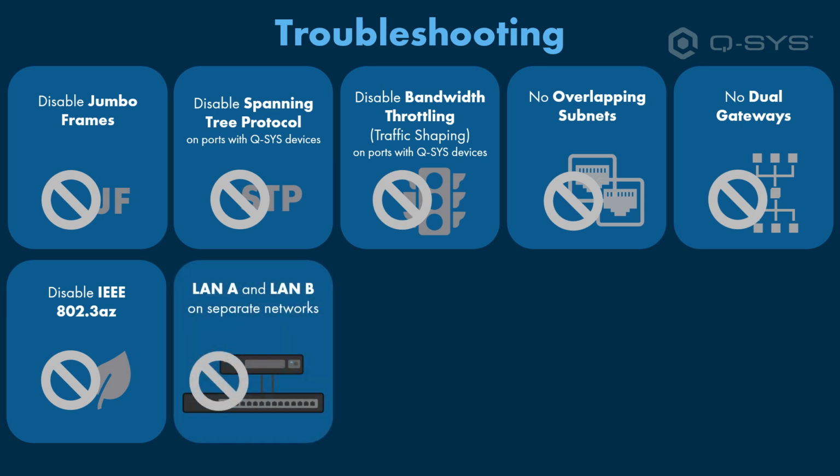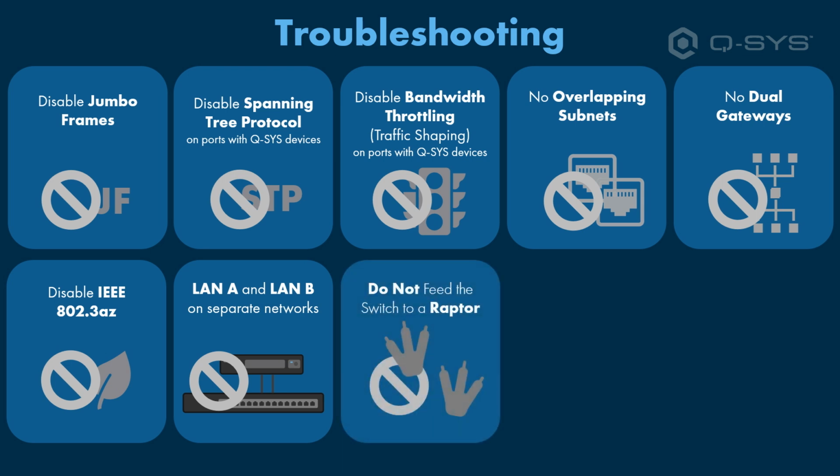LAN A and LAN B on separate networks. Again, this may seem straightforward, but a lot of times it's just something you didn't check. Maybe you plugged one of the cables into LAN B on the back of the switch rather than LAN A, and that helps explain why things are going wrong.